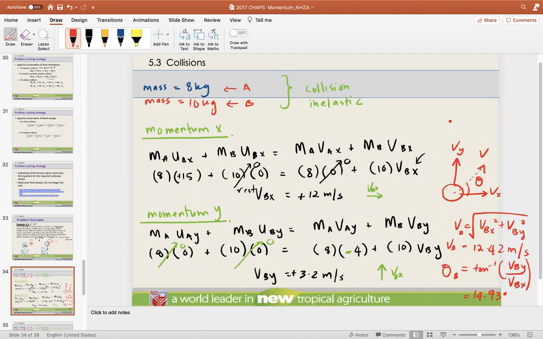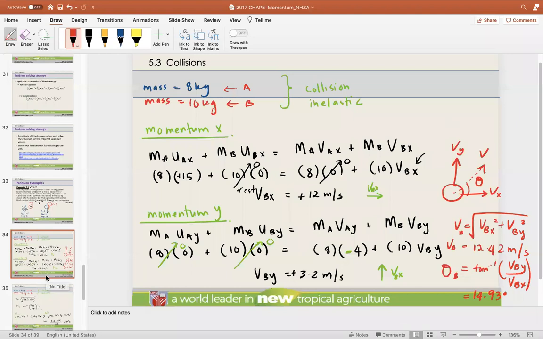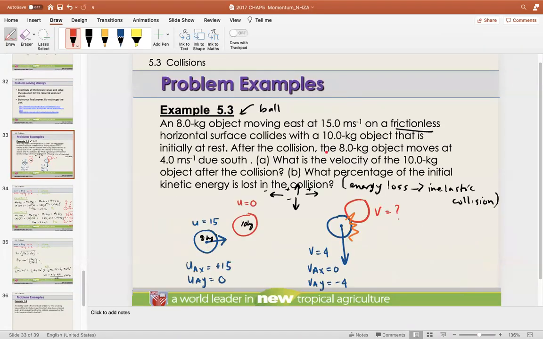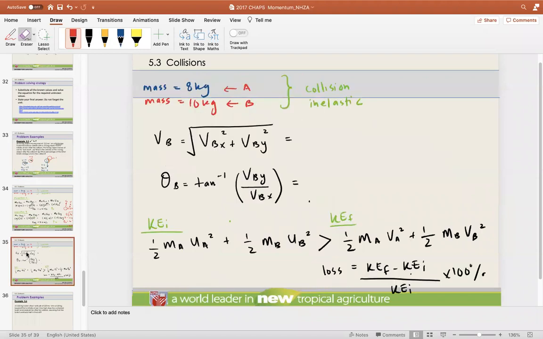Okay, easy, right? You have to remember momentum is conserved in all collisions and KE is only conserved for elastic. Always resolve the velocities, initial velocities and final velocities, and then find the final by using Pythagoras, as usual. Oh, it's asking you, what percentage of the initial kinetic energy is lost in the collision? So we have to calculate it too, even though we don't know it yet. Okay, so here is how we solve it.